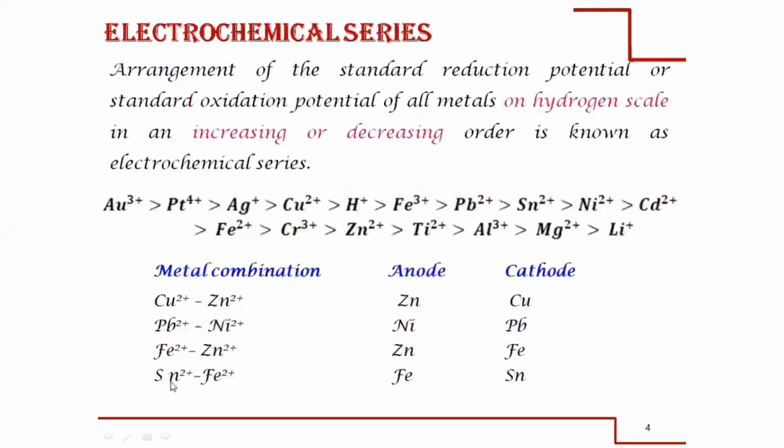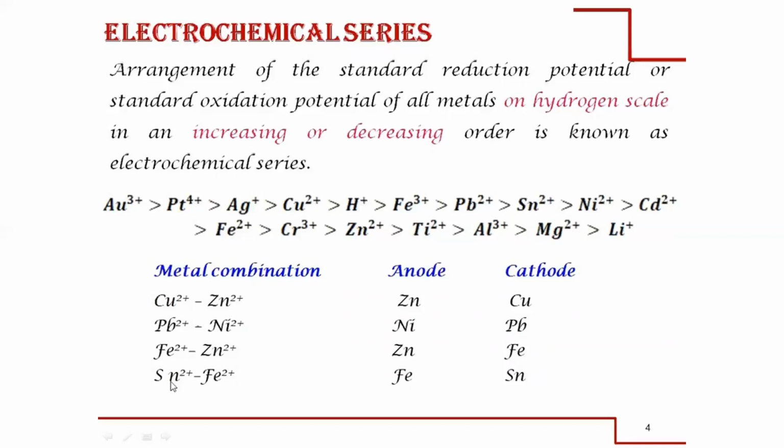Here you can see the metals are arranged in increasing order of their reduction potential. For example, if you take two metals, copper and zinc, placed in a corrosive environment, zinc has a lower electrode potential compared to copper. That's why it is taken as the anode, whereas copper has a higher electrode potential, so it is taken as the cathode. Another example is iron and zinc. Zinc is the anode because it has a lower electrode potential compared to iron. Iron has a higher electrode potential.